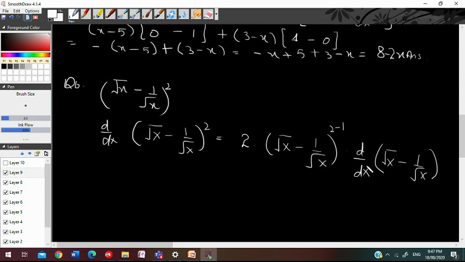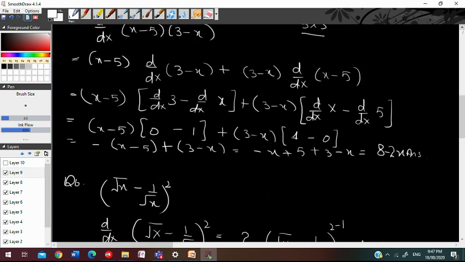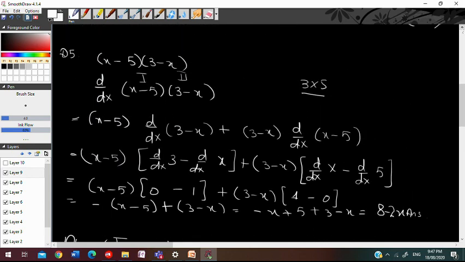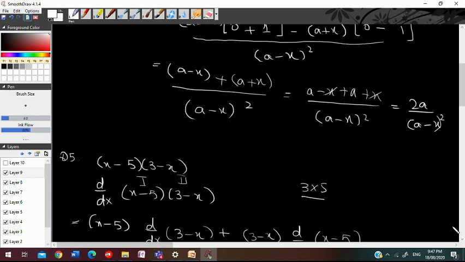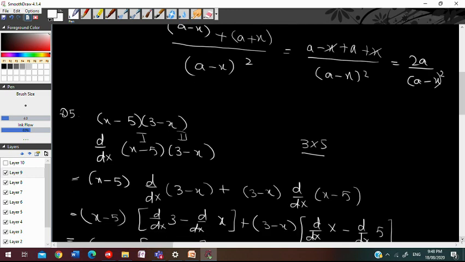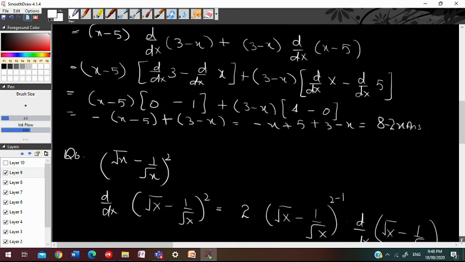This concept is what we are doing in all the previous questions, where we have applied the power rule. Next time, whenever we have a power function, I will explain it further.